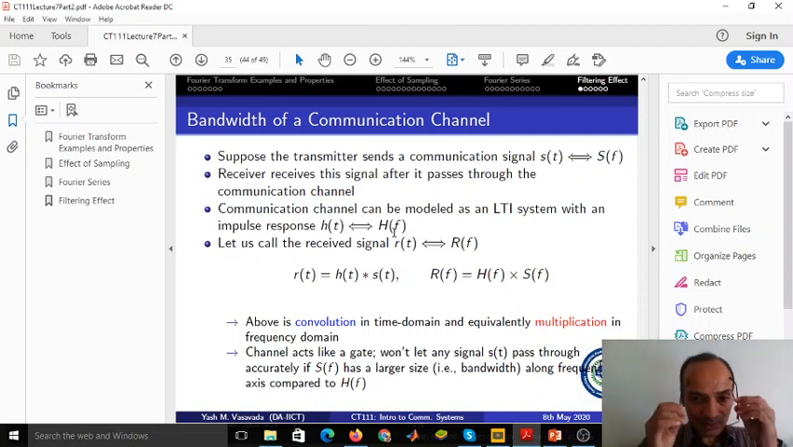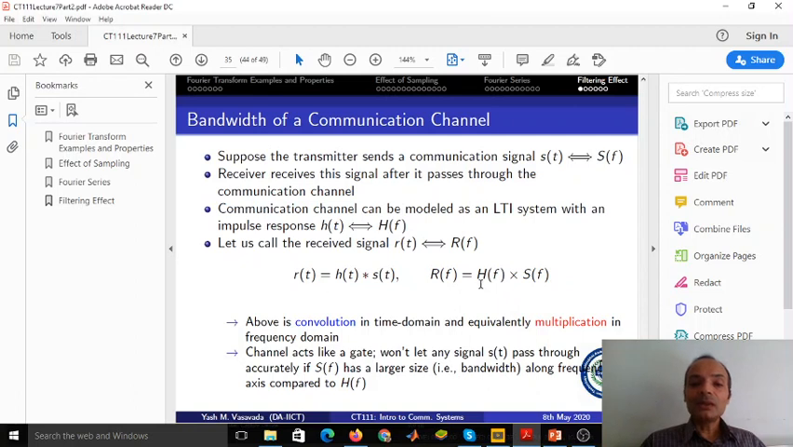So now, if we model this communication channel itself as an LSI system, LTI system, then the signal that we are sending from the transmitter effectively passes through this LSI system. What comes out, the received signal, in time domain is a convolution of the impulse response of this communication channel with the transmitted signal. Or equivalently, in frequency domain, we get the multiplication of capital H of f with capital S of f.